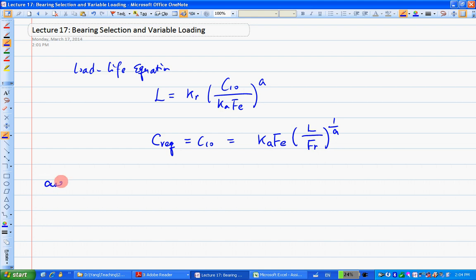In the first case, we select a bearing when the bearing is used only to take radial load. So it's radial load only. How do we select the bearing here? We're going to use an example to illustrate this idea.